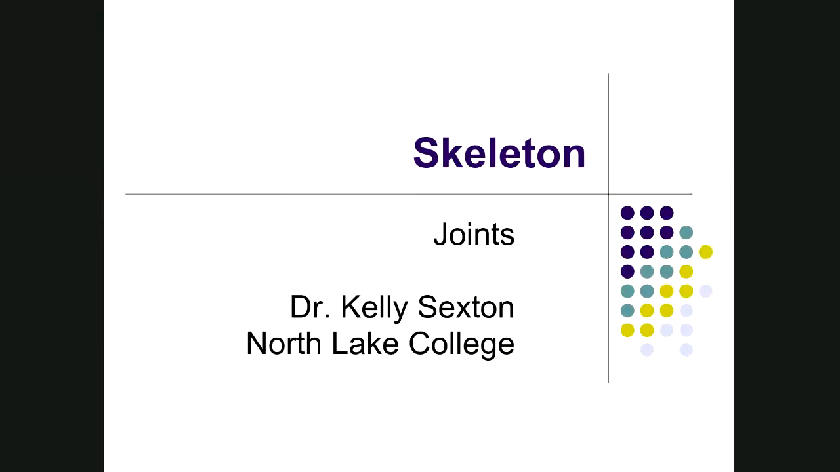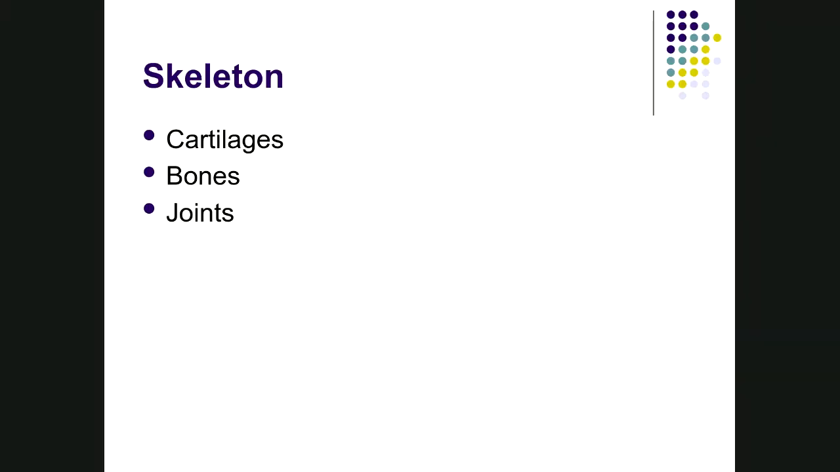So we took a break from the skeletal system while we did neurophysiology, sorry, and muscle physiology. But we're going to finish up the skeletal system now. So let's review just a little bit. Remember we said the skeletal system was more than just bones. It was cartilages, it was bones, but it's also joints.